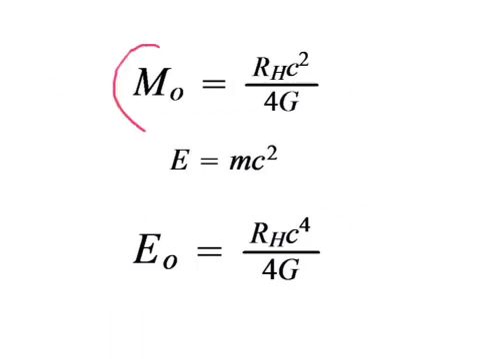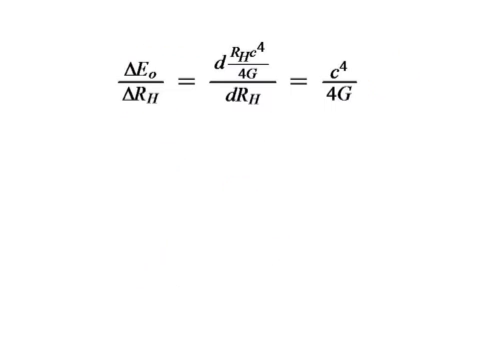We'll take our equation for the mass of the observable universe and convert it to energy. We know that energy is mc squared, so we'll multiply this by c squared, and we get the energy of the observable universe is equal to r sub h times c to the 4th over 4g. We're going to take the derivative of the energy of the observable universe with respect to the radius of the hyperverse, and we find c to the 4th over 4g.